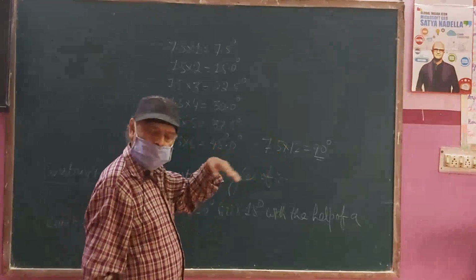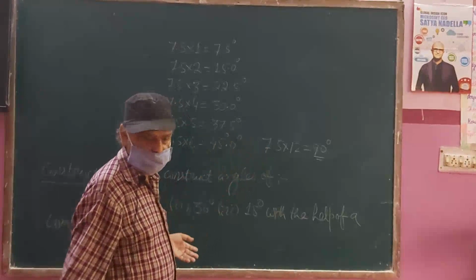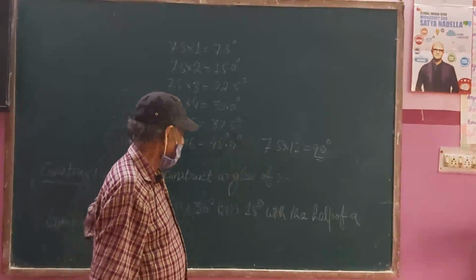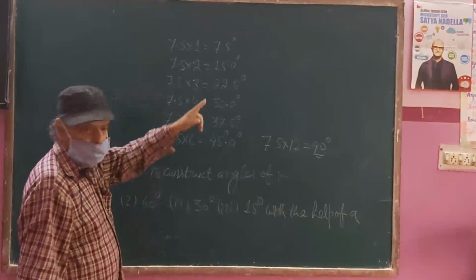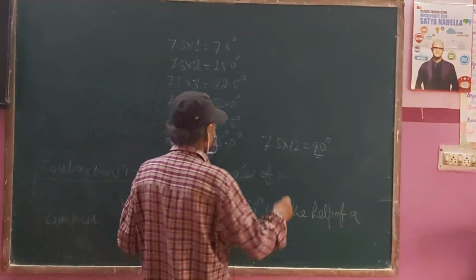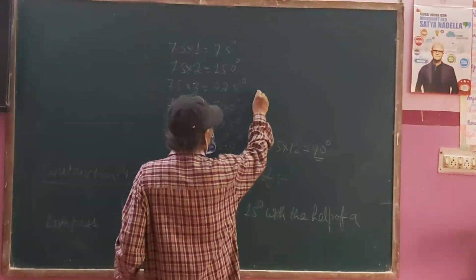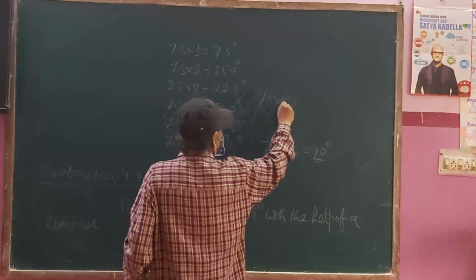And you can even make an acute angle, 7.5 into 13, likewise. You can make these angles with the help of compass only. So this is 60 degree. How can you make 60 degree? 7.5 into 8 is that. This is 60 degree.